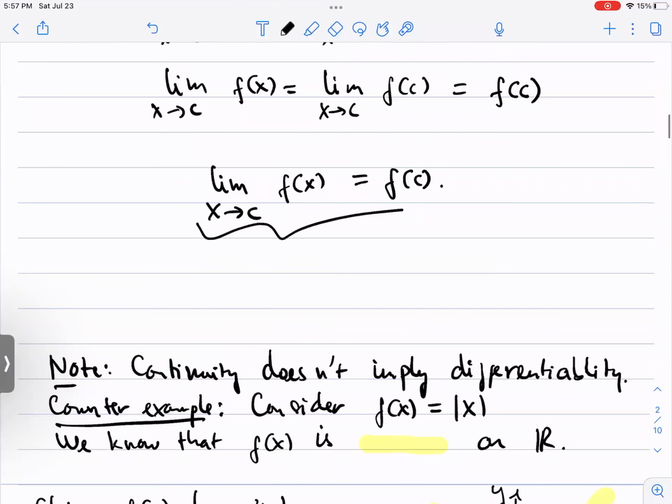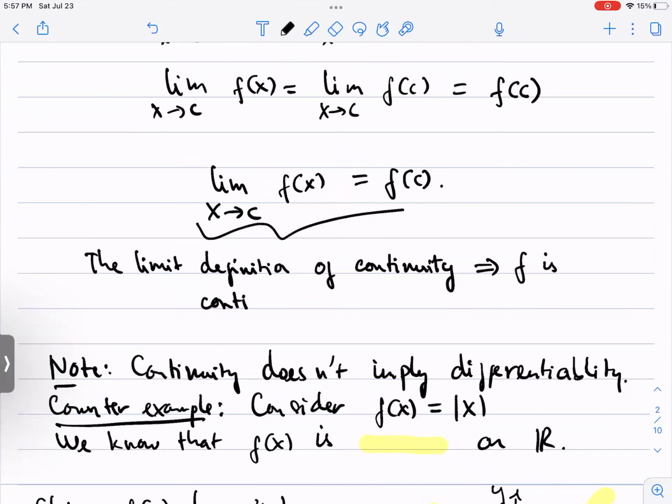But this is exactly the limit definition of continuity. Therefore, the function f here is continuous. And that is the end of the proof. So the proof here is really based on that algebraic relation between two expressions, one corresponding to the definition of continuity and the other to the definition of the derivative.